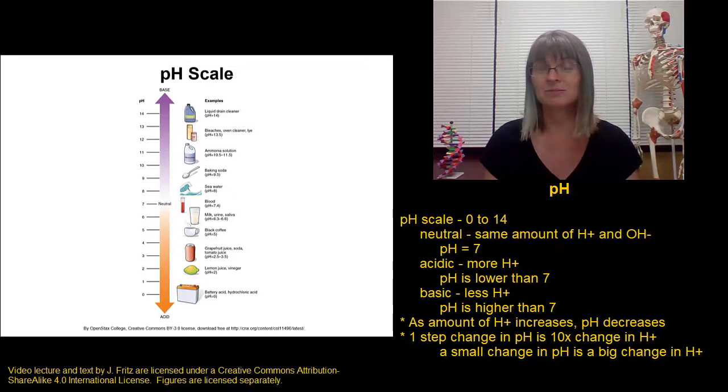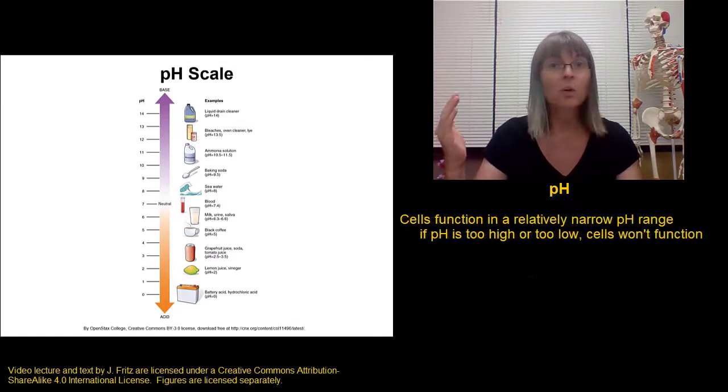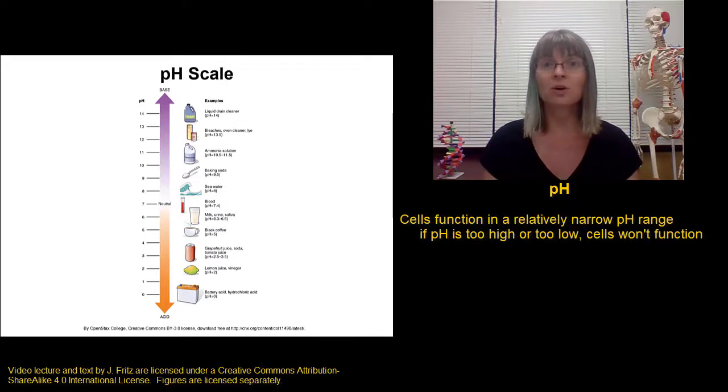So even a small change on the pH scale is a big change in the amount of hydrogen ion. This is really important because the pH level at which cells function is relatively narrow. If the pH gets too high or too low, cells no longer function properly. Their proteins no longer fold up correctly and reactions don't proceed properly. So without the proper pH, cells are going to die.